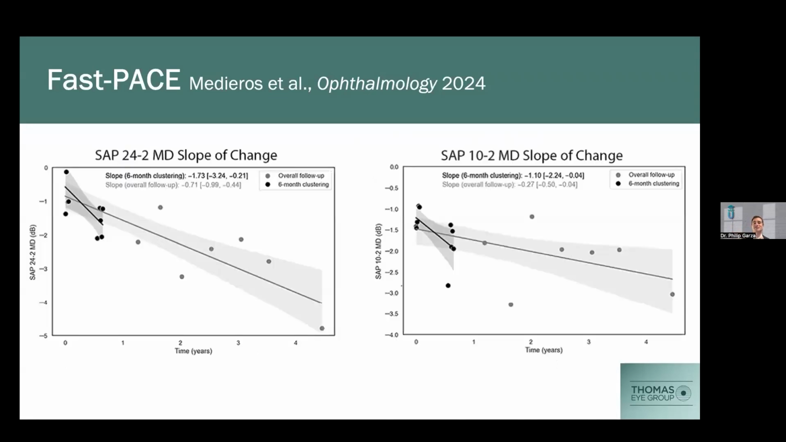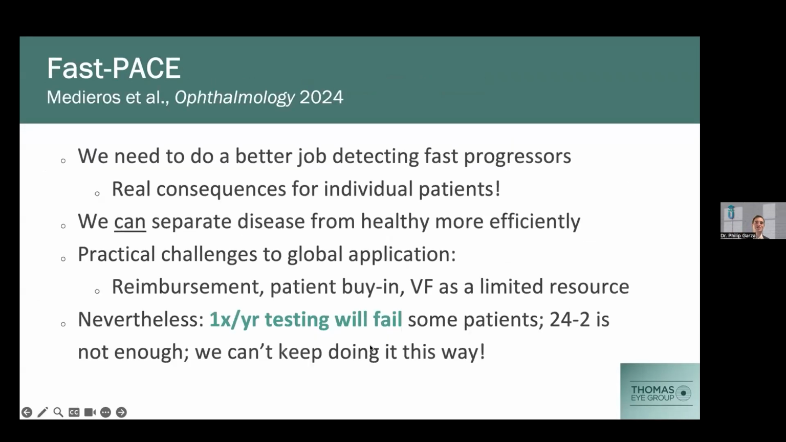Now, this basically graphically represents what they were able to find, which is that if you cluster tests in the first 6 months, you get a slope of a line that approximates the true slope as measured out over a longer period of time. You get an idea of whether these patients are tanking. And so we need to do a better job detecting fast progressors. We can separate disease from healthy more efficiently as well.